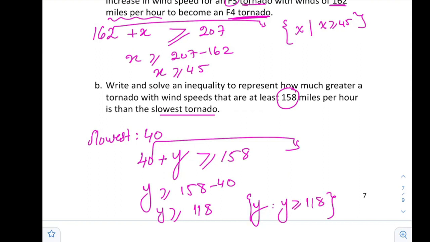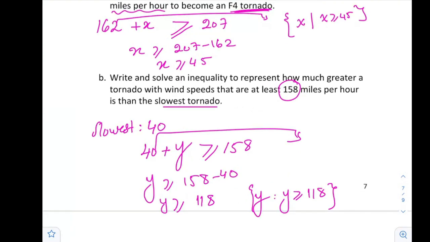This is the solution. What does this mean in terms of the text of the problem? It means the tornado with wind speeds that are at least 158 miles per hour is at least 118 miles per hour greater than the slowest tornado.